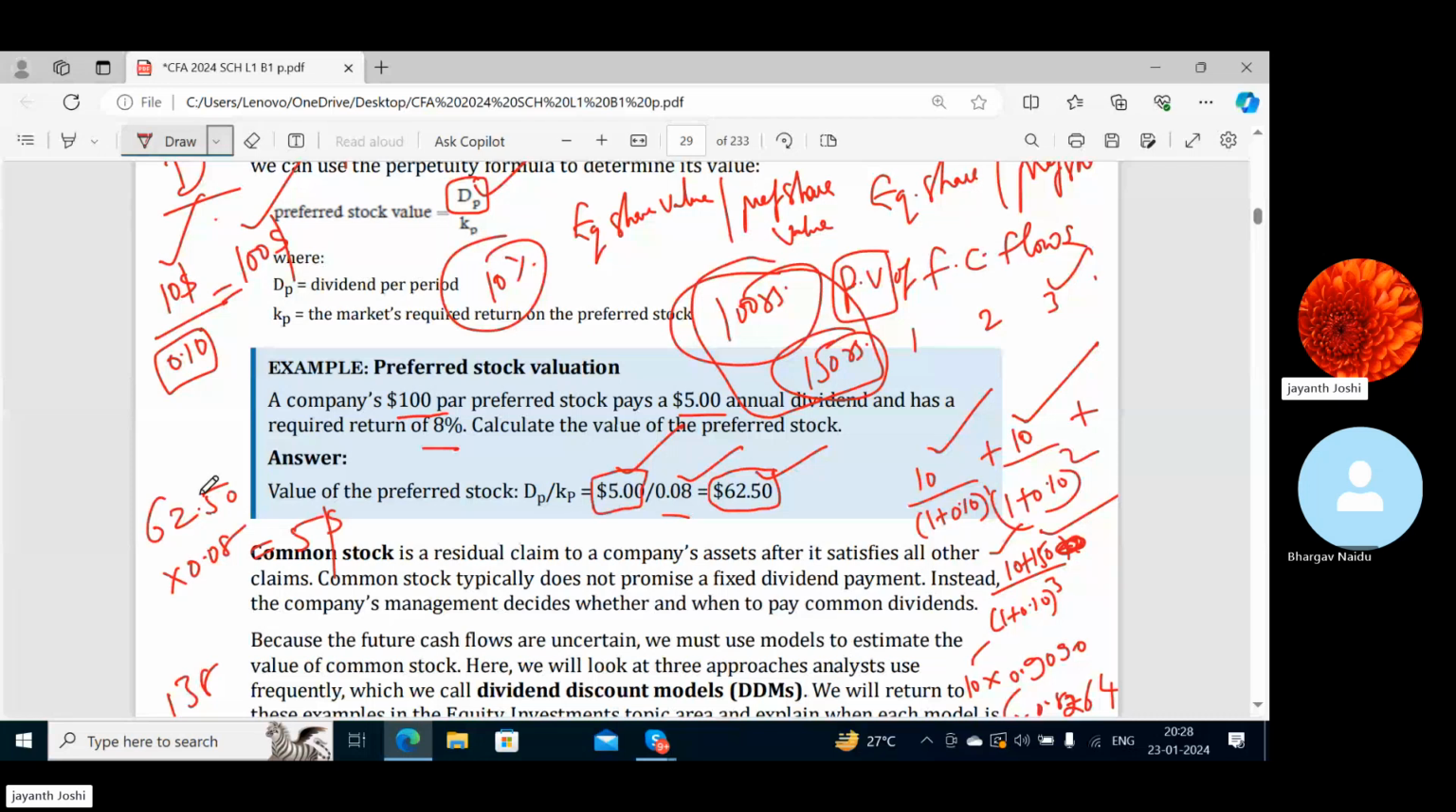So here the dividend divided by the cost of capital, or the cost of preferred stock, will give me the preferred stock value. Please do this. We'll go for the next question fast. If done, we'll move. Okay, let's go for the next one.